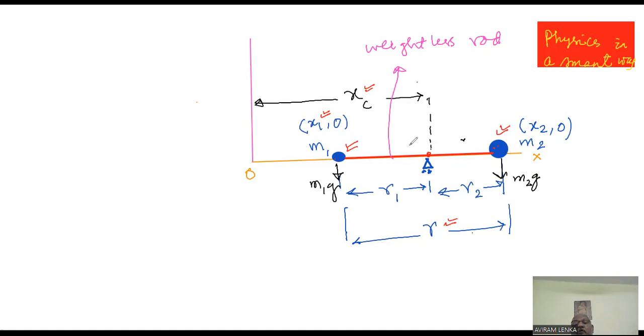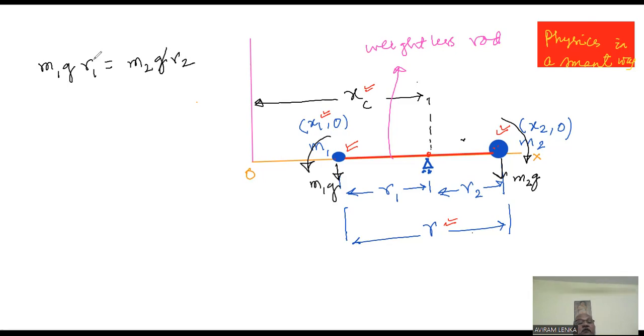Similarly, M2 tries to tilt the body in a clockwise direction, M1 tries to tilt the body in an anti-clockwise direction. So when the torque of M1 is balanced with the torque of M2, the whole thing remains balanced. So torque of M1 must balance with the torque of M2. Torque is force into perpendicular distance. So M1G into R1 must be equal to M2G into R2.